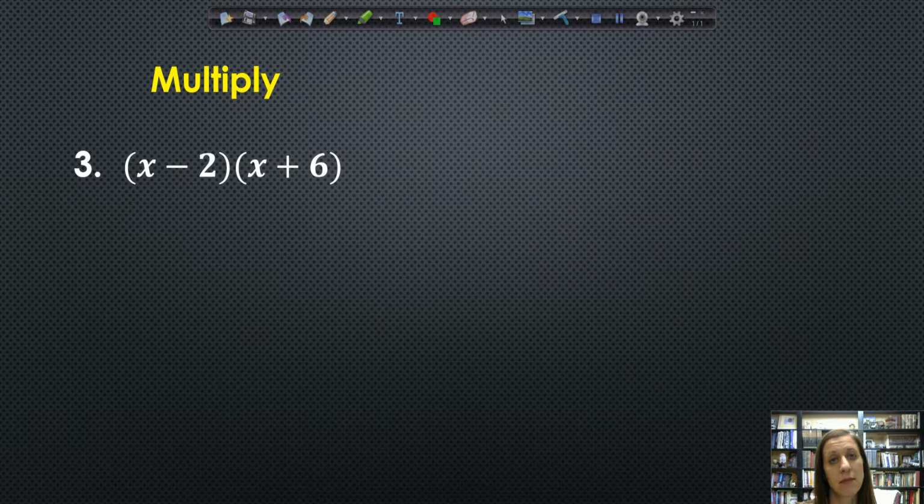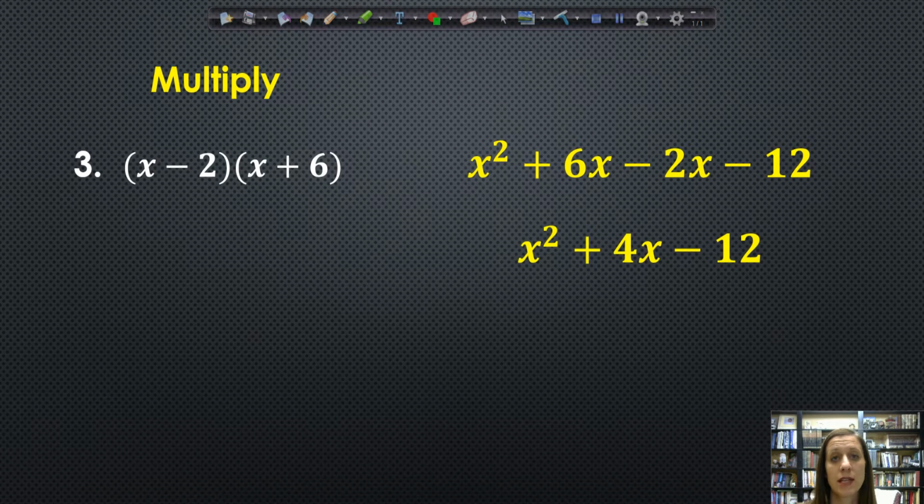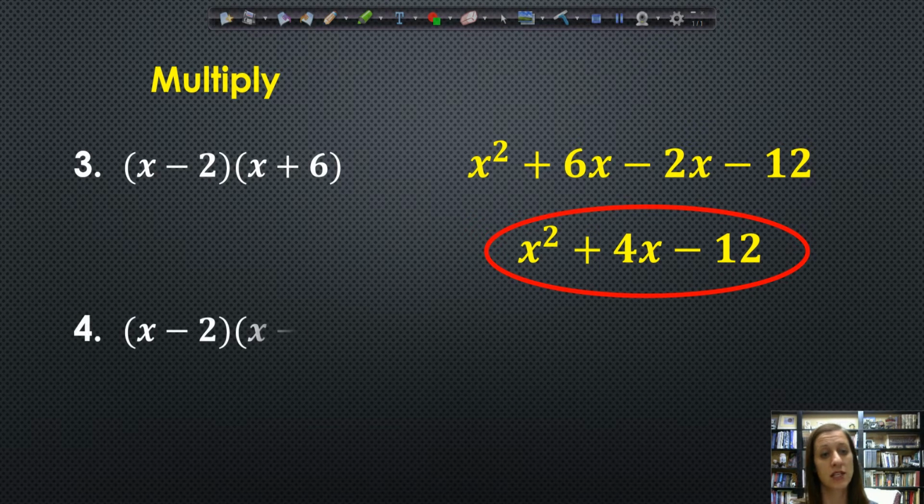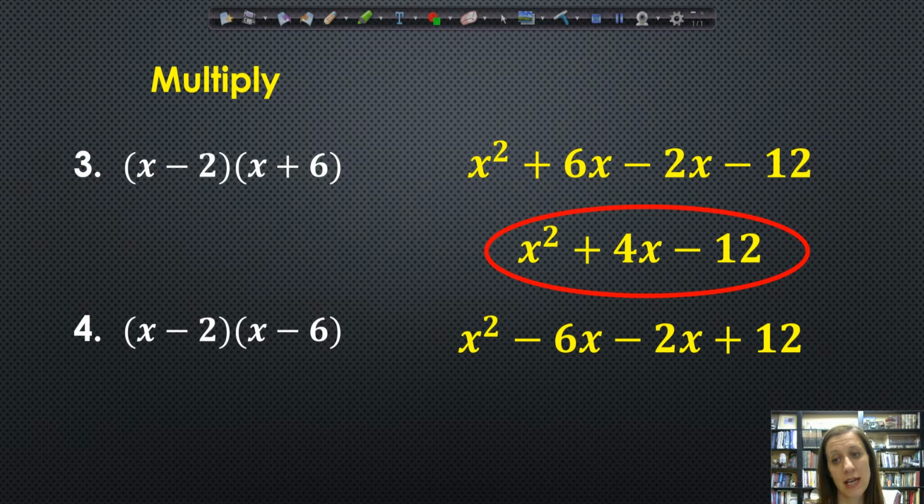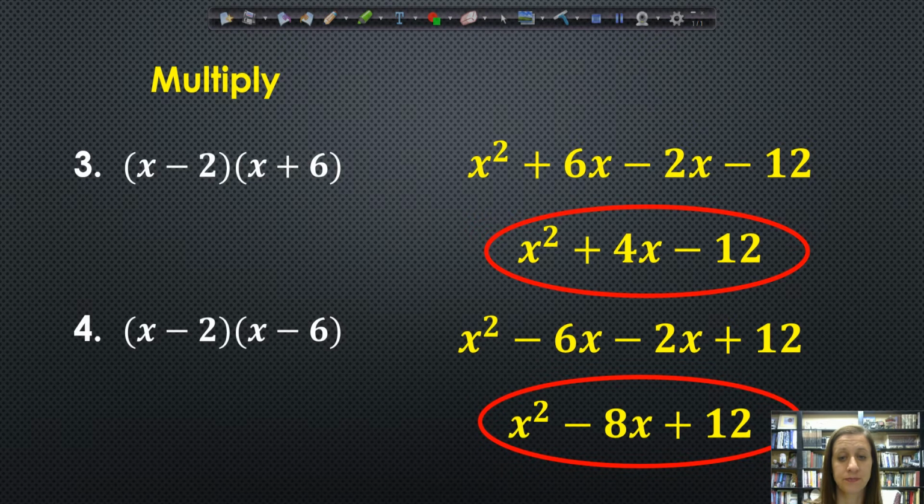Same thing. This time I'm going to put the negative with the 2 and not with the 6. So you distribute through, those are our 4 terms, and you can combine the 2 middle terms, and we get x squared plus 4x minus 12. And then for the last one, I'm going to make them both negative. This time I get a negative 6x, a negative 2x, and a positive 12 again, and I end up with x squared minus 8x plus 12.